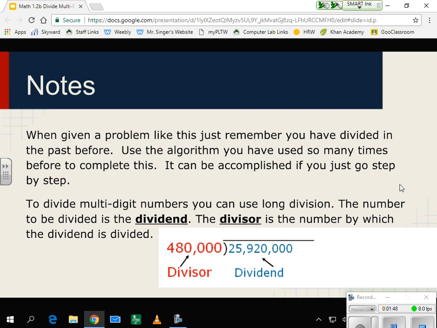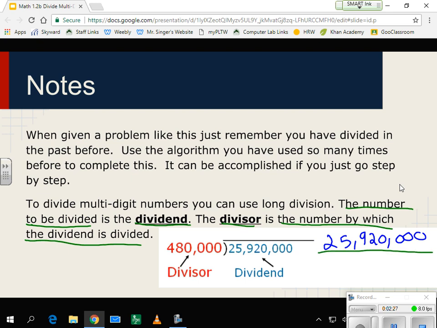Dividend, okay, dividend is the number to be divided. That's your dividend. A divisor is the number by which the dividend is divided. So when you look at your fractions like this, the divisor's on the outside, the dividend's on the inside. You'll also see division problems this year and from here on where they look like fractions. So if that's the case, the dividend goes on the top while the divisor will go on the bottom.